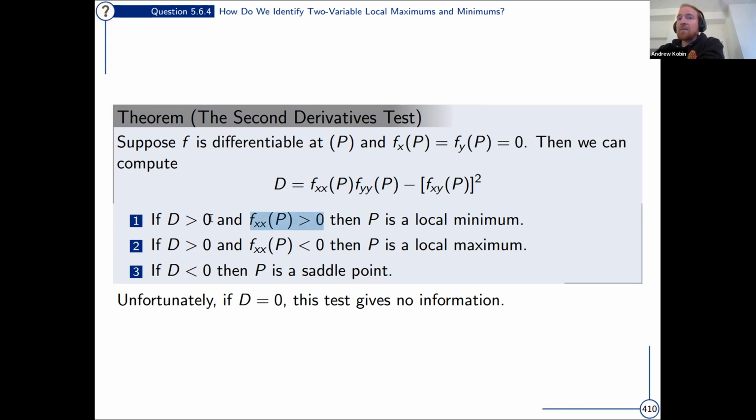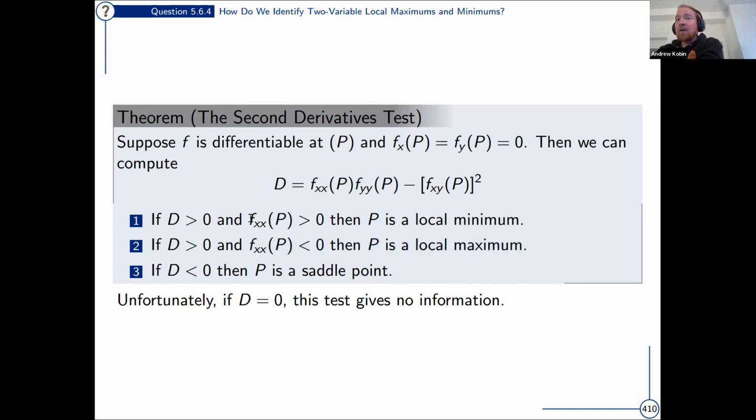So if D is positive, then we can use exactly one of the second order partials with respect to only one variable to check if P is a local minimum or maximum. If fxx is positive, you should think of this as a concave up function at this point, then P is a local minimum, meaning its output value f of P is smaller than nearby points. If, on the other hand, the discriminant is positive, but the second order partial derivative fxx is negative, you should think of this as a concave down function at the point, then P is a local maximum of the function.